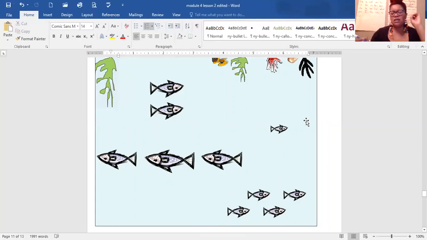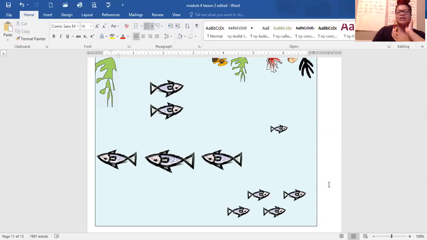So how many smaller fish do we have? This is smaller, this is smallest, okay? So how many smaller fish do we have? We have 4. So we're gonna put smaller, and then we're gonna put 4. How many smallest fish do we have? We have 1. 4 and 1 makes what, friends? Makes 5.